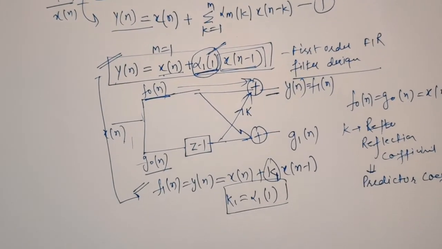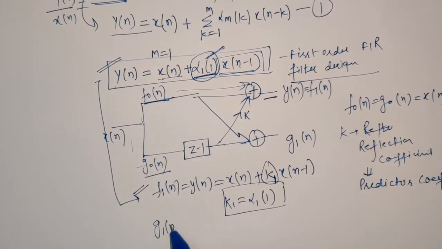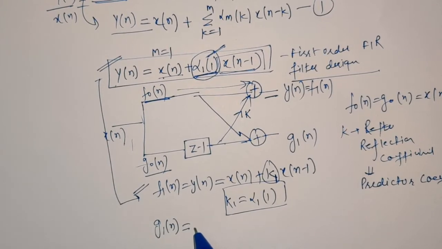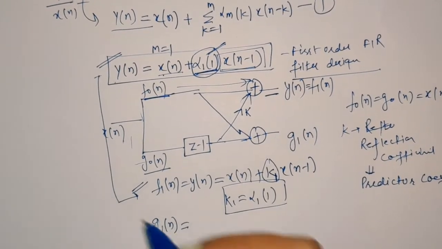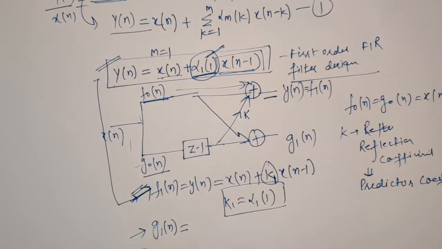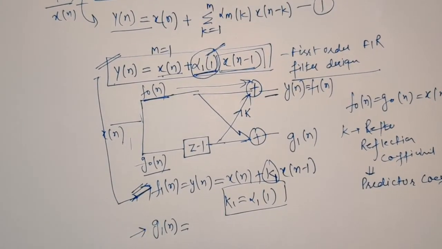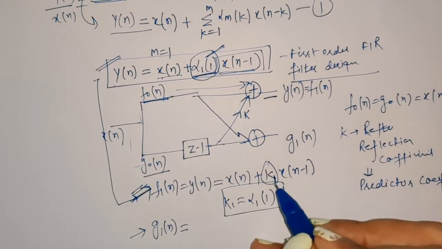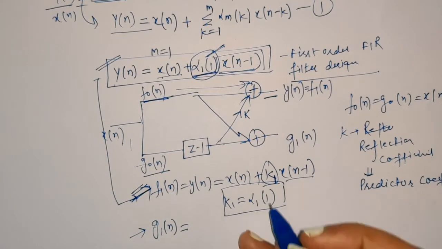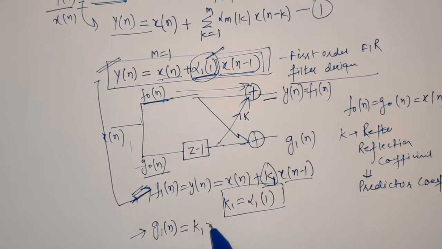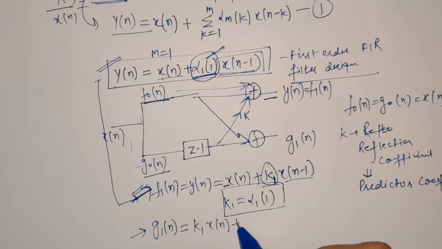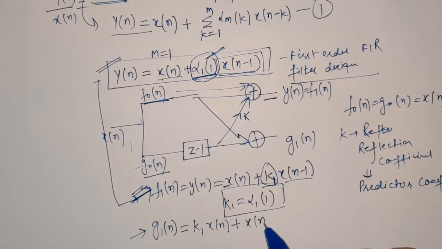Okay, and we also find G1(n). And G1(n) is basically your backward equation. This is called the forward equation, and this is called the backward equation. Backward equation means only the coefficients get interchanged. Here the K1 is getting multiplied by x(n minus 1), so in your backward equation, your K1 will get multiplied by your x(n), and the coefficient along with x(n), which is 1, will get multiplied by x(n minus 1).